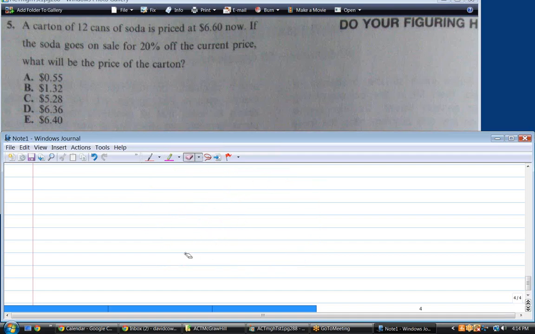All it does is save you one step. It's not that big a deal if you forget to do it. In other words, if you do this the standard way, you would take 20% of that number. Whatever your answer is, you subtract it from that number. Notice that the number 12 has nothing to do with anything. Right. There are lots of questions on the ACT where they put numbers that are irrelevant to the problem.